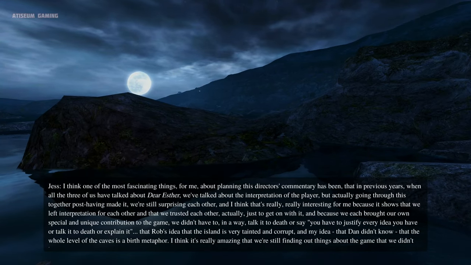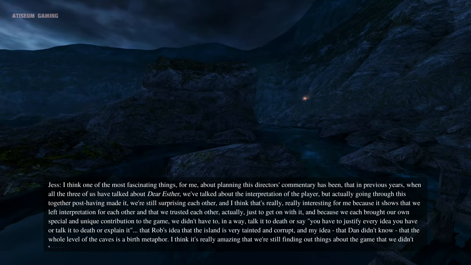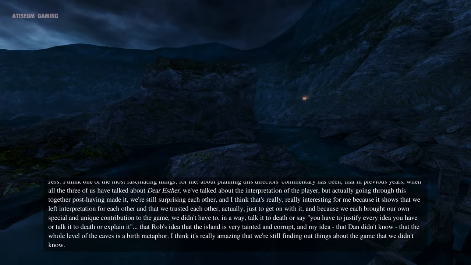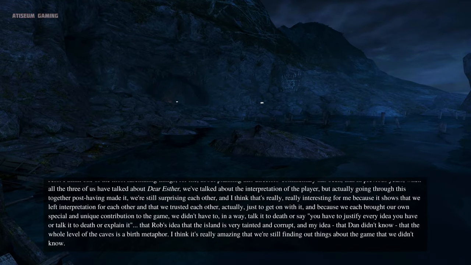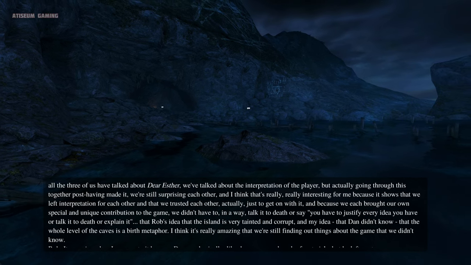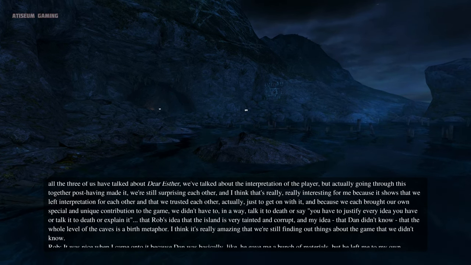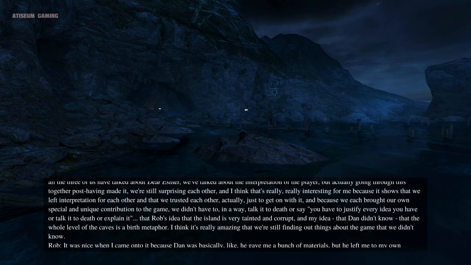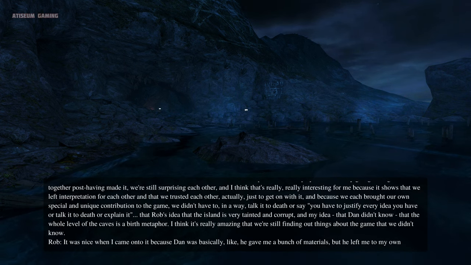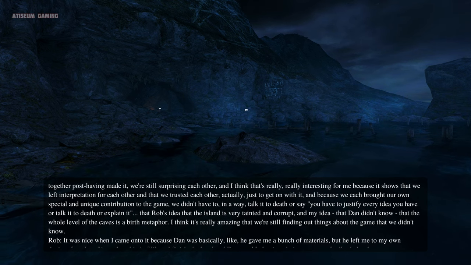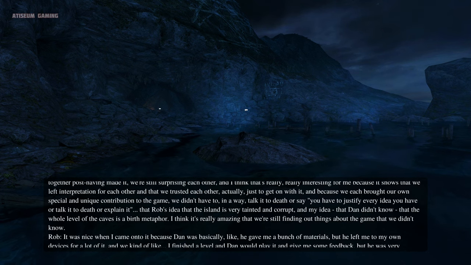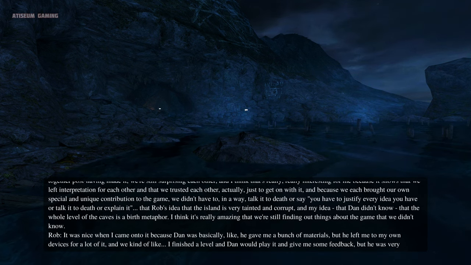One of the most fascinating things for me about planning this director's commentary has been that in previous years, when all three of us have talked about Dear Esther, we've talked about the interpretation of the player. But going through this together, post having made it, we're still surprising each other. And I think that's really interesting, because it shows that we left interpretation for each other and that we trusted each other just to get on with it.